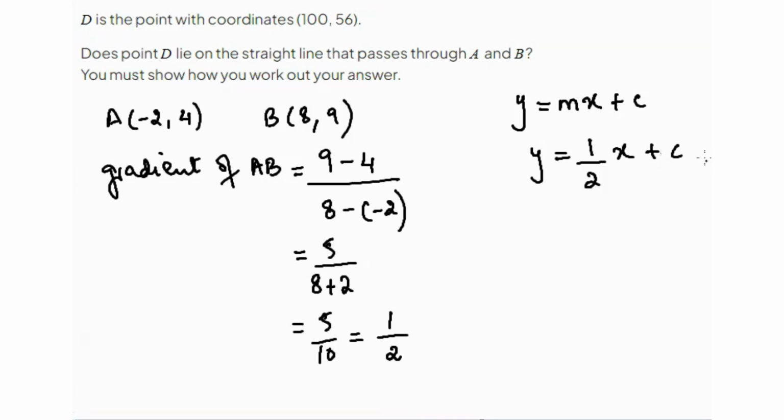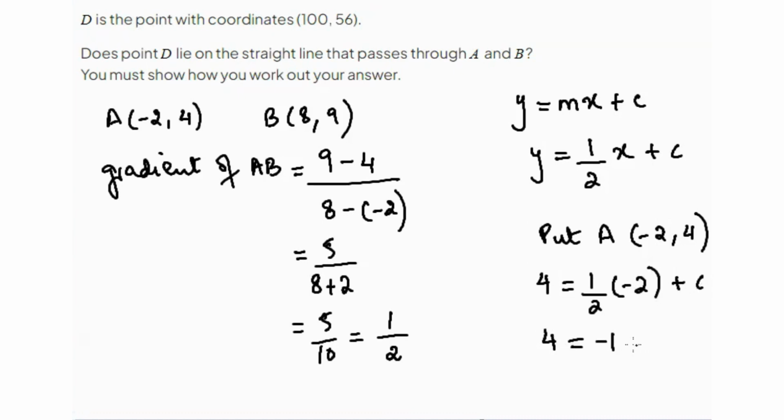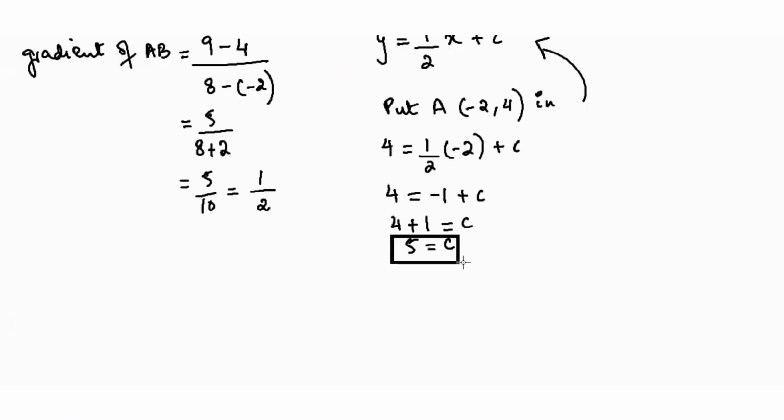Now the next step is to find the value of c. To find the value of c, I'm going to put A, which is -2, 4, in our equation. So 4 equals 1 over 2 times -2 plus c. That's 4 equals -1 plus c. Take -1 to the other side. So 4 plus 1, and that is 5. Now that we have our c value, the equation we have right now is y equals 1 over 2 x plus 5.